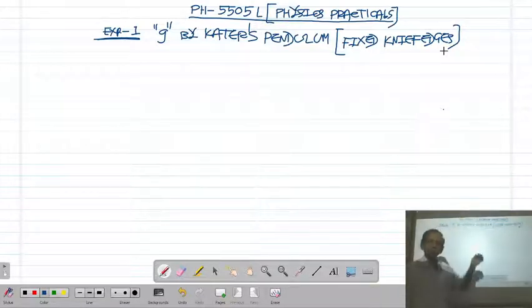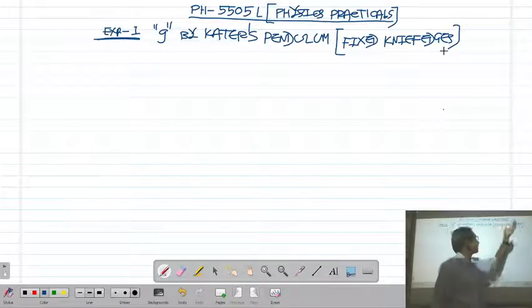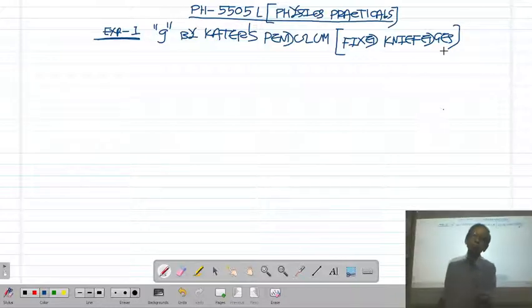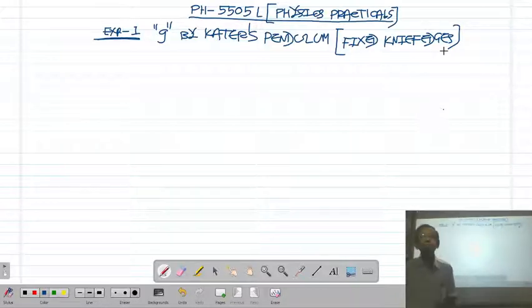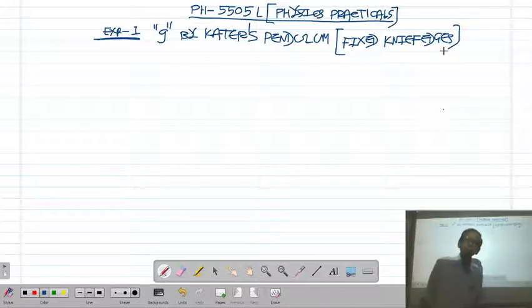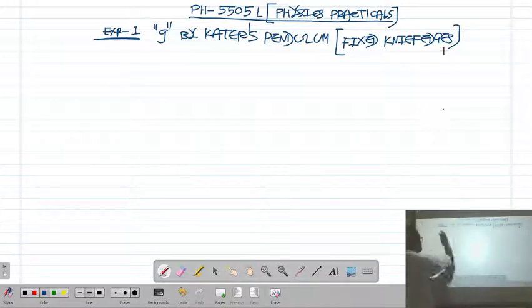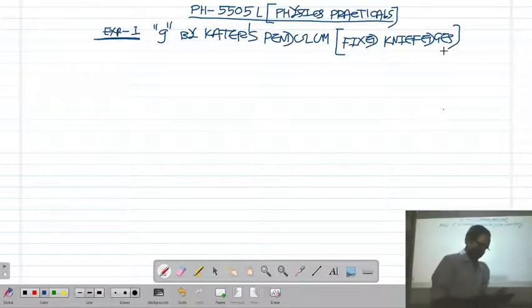metallic block is K2. So Kepler's pendulum contains a long rod approximately 1 meter in length. There are two knife edges and two blocks. One is the metallic block, another is the wooden block. The knife edge near the wooden block is K1 and the knife edge near the metallic block is K2. This experiment we have discussed. I have also given you an assignment.